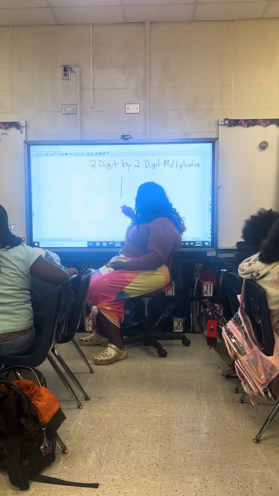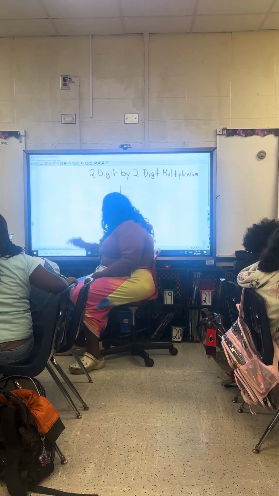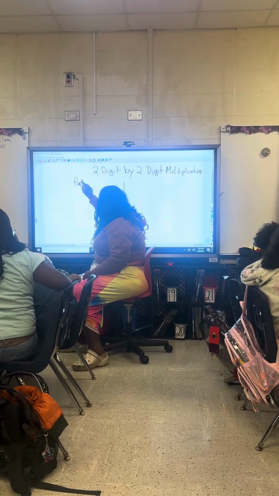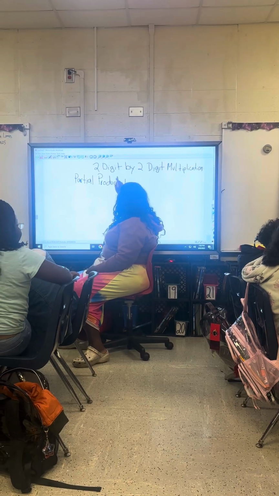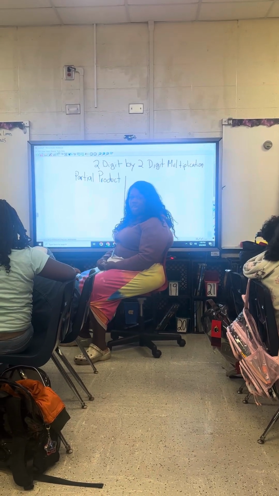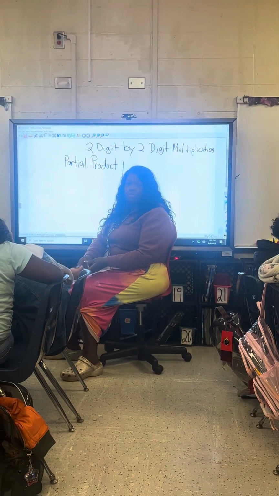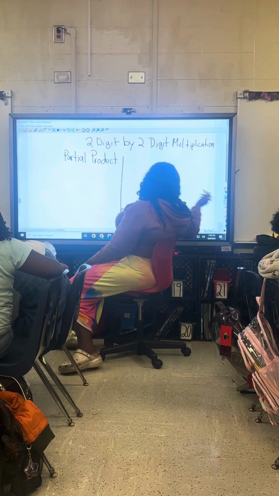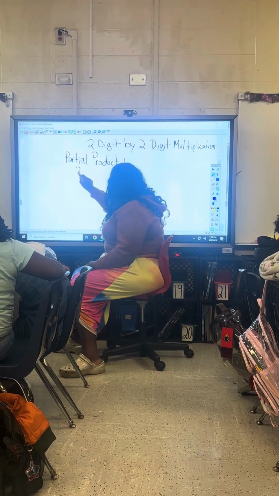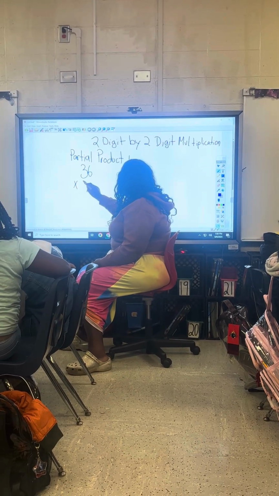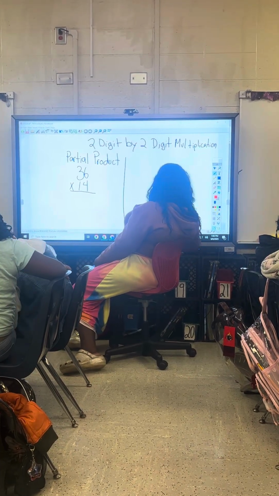So we use 2 methods of learning how to multiply 2-digit by 2-digit. The first one, we like to use partial product. When we use partial product, it's not the same way that you learn how to multiply. It is very different. What I'll be multiplying now will be 36 times 14. Now, the way that you multiply it is very different.